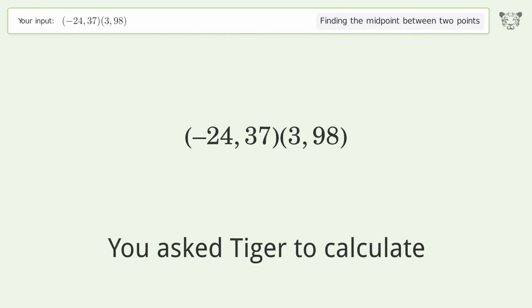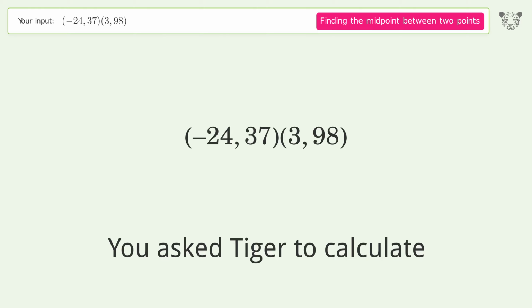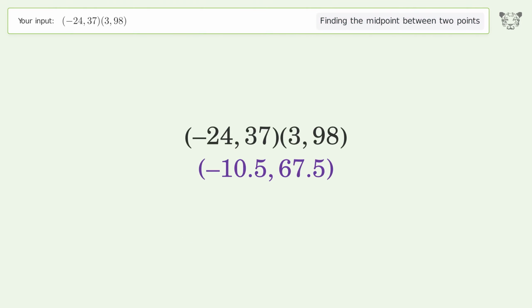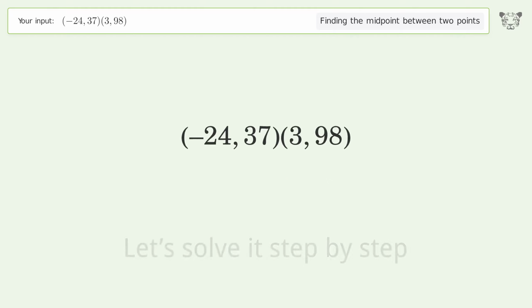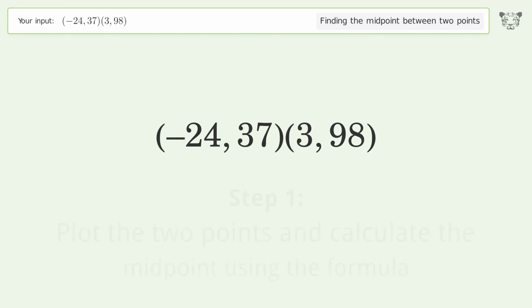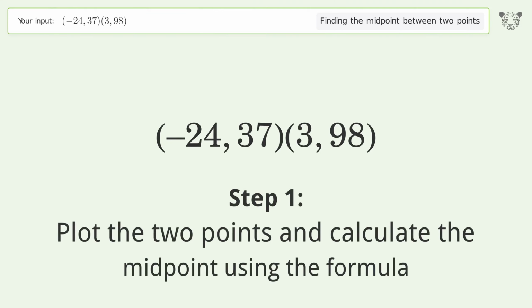You ask Tiger to calculate. This deals with finding the midpoint between 2 points. The midpoint between the 2 points is negative 10.5, 67.5. Let's solve it step by step. Plot the 2 points and calculate the midpoint using the formula.